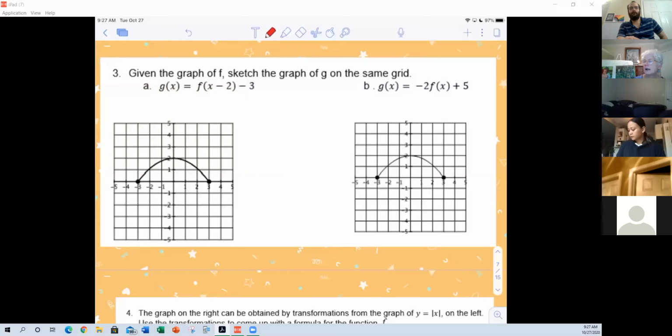Given the graph of f, sketch the graph of g on the same grid. So you'll have to do something like this. Now you can do it by listing points if you want. And remember that anything that is happening on the inside, do the opposite to x. And anything on the outside, do that to y.